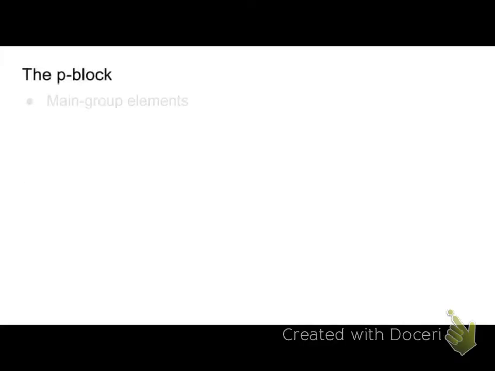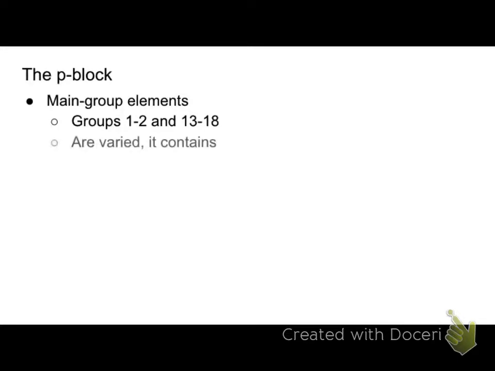The P block has main group elements in it. Not all of the main group elements are in the P block, but some of them are, because the main group elements are groups 1 and 2, and then groups 13 through 18. So we have main group and transition elements. Transition elements are the D block, main group elements are 1 and 2, and then 13 through 18.